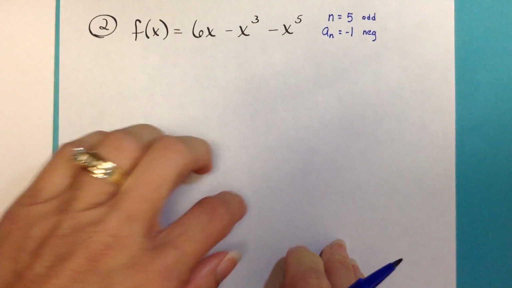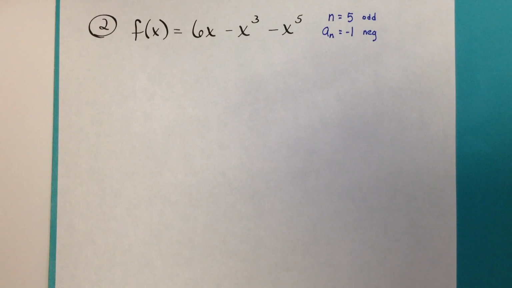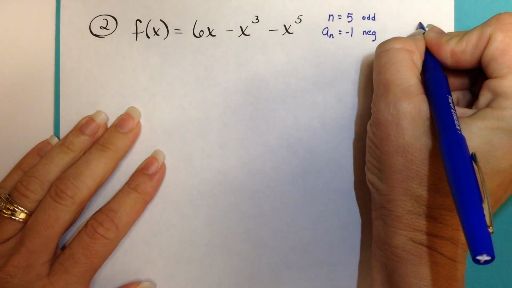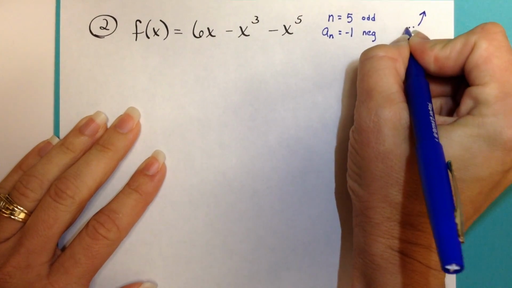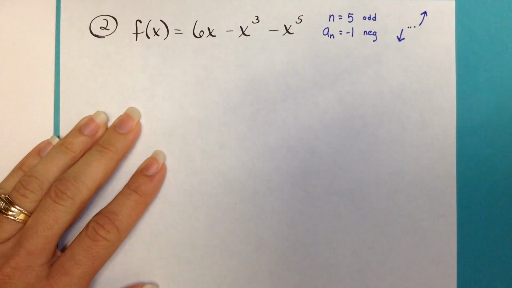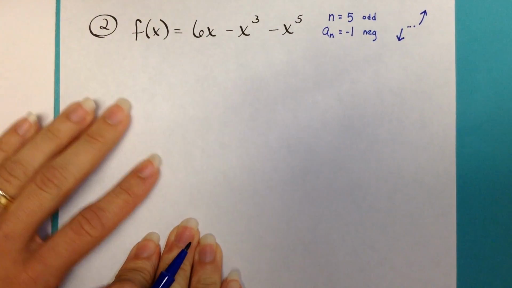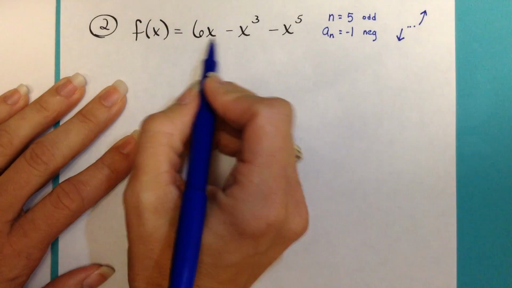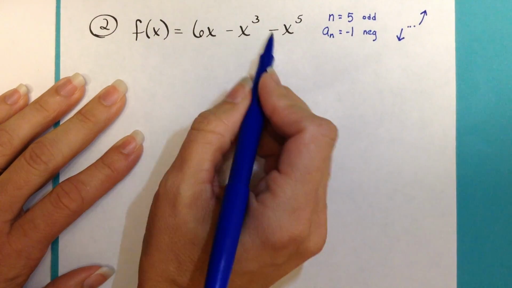So if you have the combination of being odd and then negative, it's going to be your right side up and your left side down. Okay, next was x-intercepts. Okay, we're going to have to factor this.